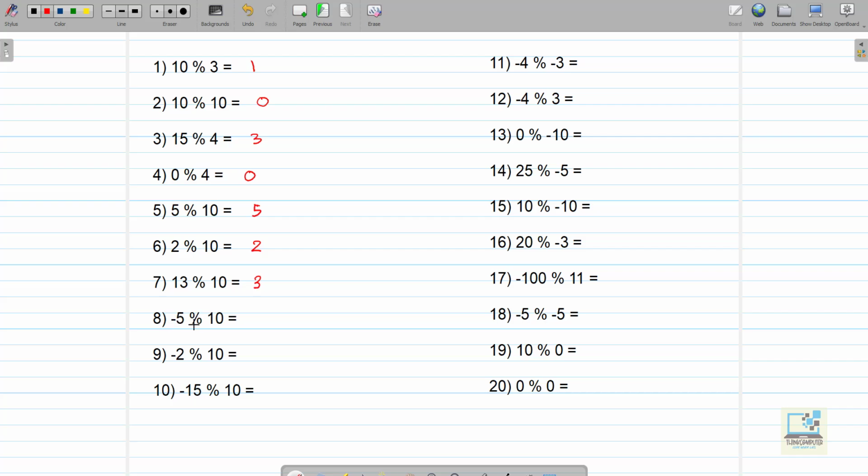After ignoring the minus, 5 mod 10 will be 5, and since there was a minus sign in the dividend, the answer will also have a minus sign. Next example, 2 mod 10. 2 mod 10 will be 2, and since the dividend has a minus sign, the answer will also have a minus sign.